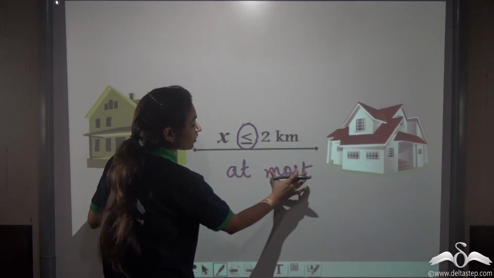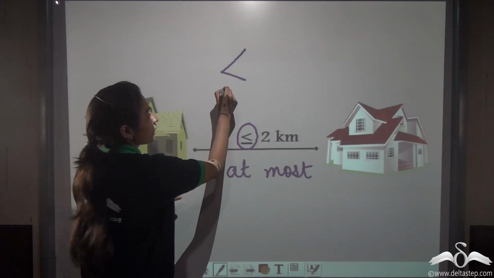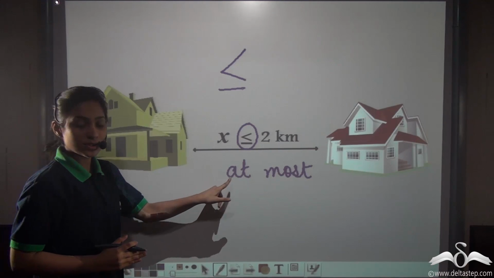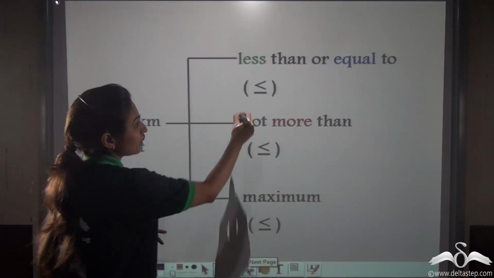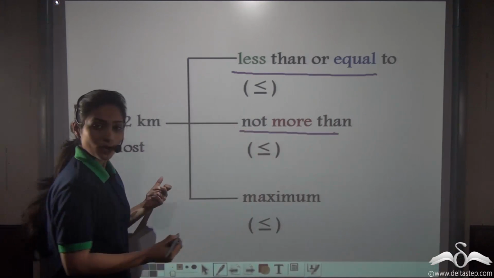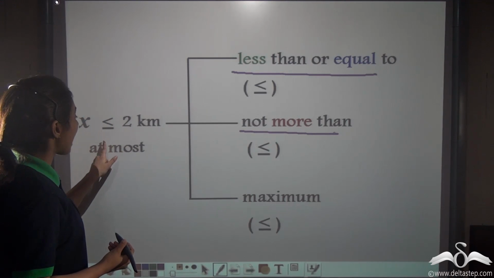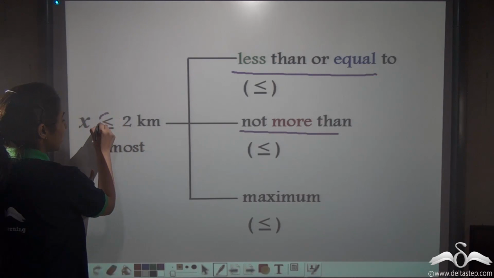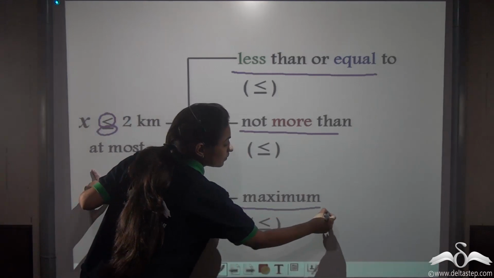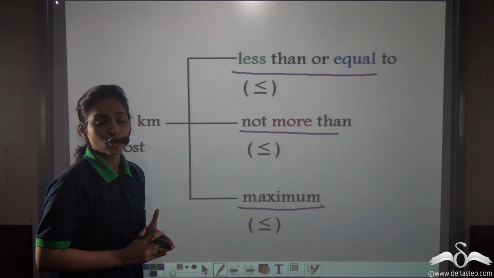So we use the term at most for this symbol. Less than 2 kilometers or equal to 2 kilometers, but definitely not more than 2 kilometers. So in other words, at most means less than or equal to, right? Not more than. Your relatives told you that the distance between yours and their home was at most 2 kilometers. That means less than or equal to, or not more than, or maximum 2 kilometers. So they mean that you have to travel maximum 2 kilometers to reach their house.